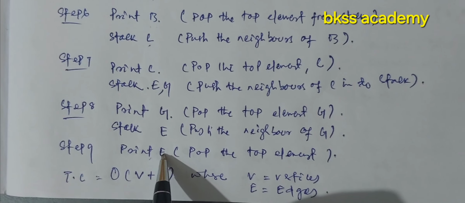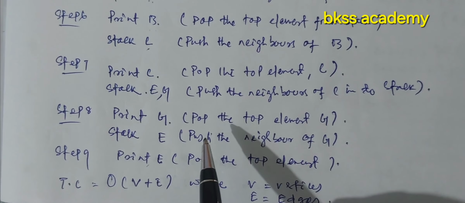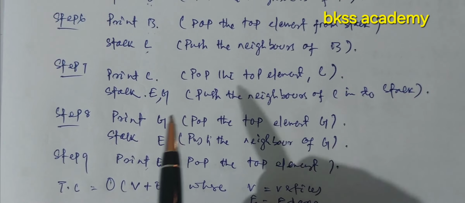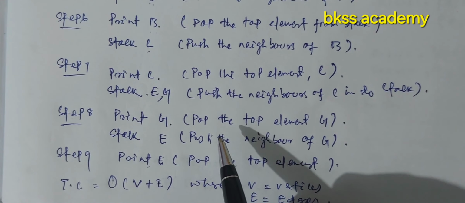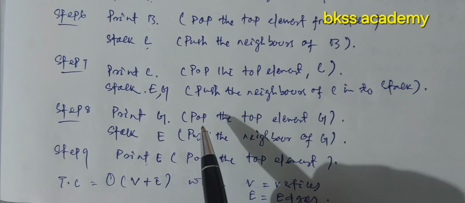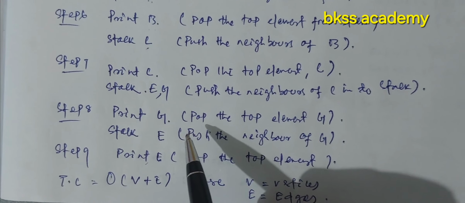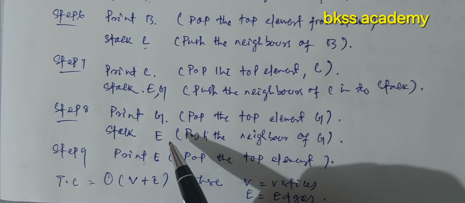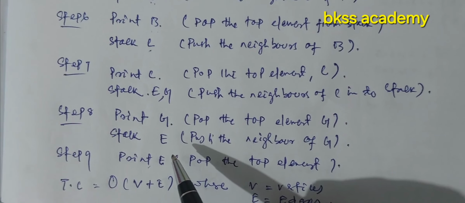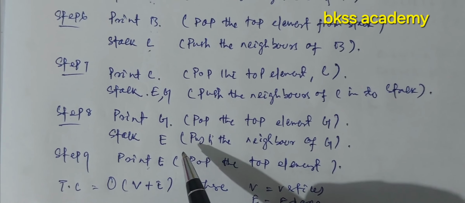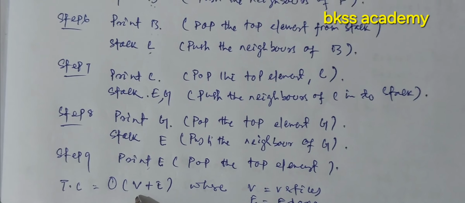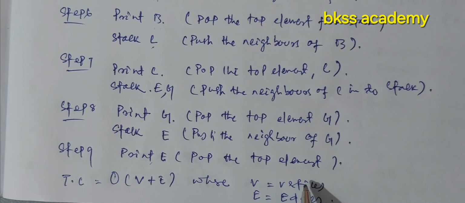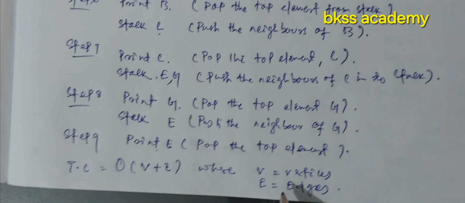All the elements are popped from the stack and pushed into the stack. The top of the stack will be popped, and the neighbors of that top element will be pushed into the stack. So the time complexity is big O of V plus E, where V is the vertices and E is the edges.